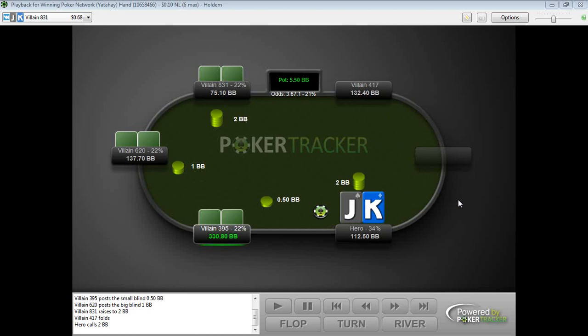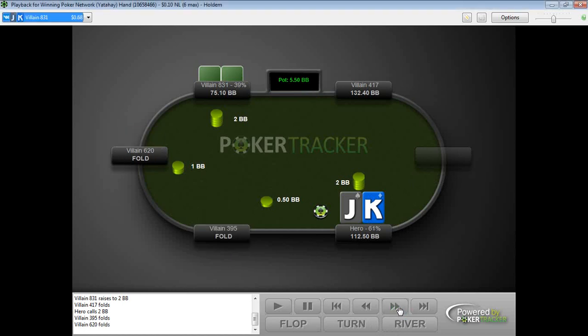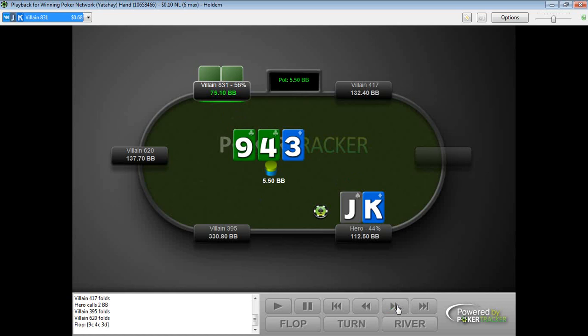Anyway, obviously this is a horrendous call. We can't be calling King Jack offsuit ever. Never call King Jack offsuit, unless you're in the big blind. It's the only time you should ever be calling King Jack offsuit. So let's see what happens here. We completely miss this flop, but it's better for us than it is for him.